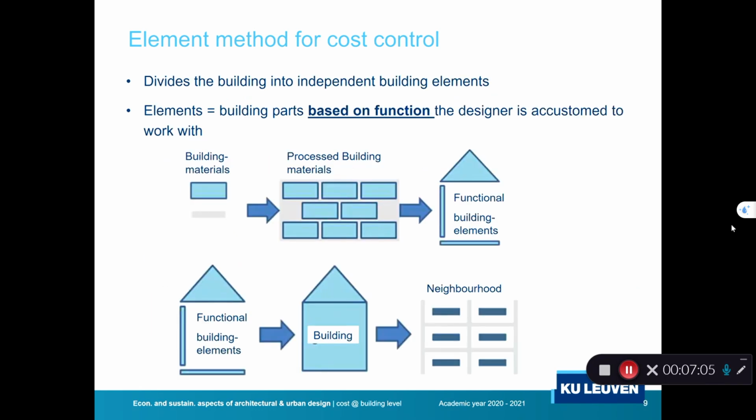The element method for cost control basically divides the building into independent building elements. These elements, these parts of the building, are based on their function. And they are also parts of a building that a designer is accustomed to work with. So if we depart from a building, we could divide the building and all its building materials and have a list of kilograms of bricks, kilograms of concrete, and so on.